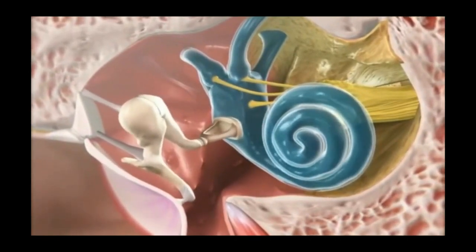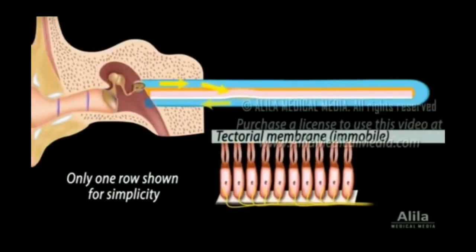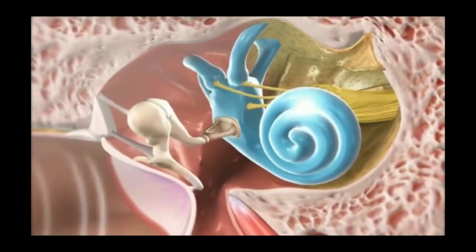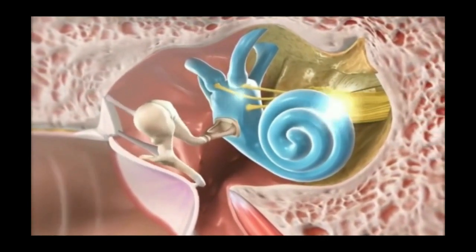Now let's go deeper inside the cochlea into the hair cells. The bundles of hair cells move due to the waves, and they react by turning those waves into electrical signals, which then are sent through the auditory nerves into the brain.